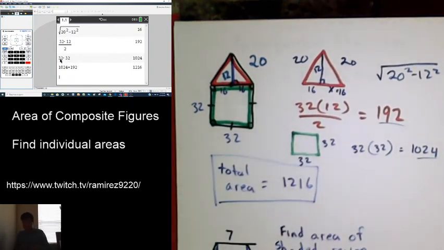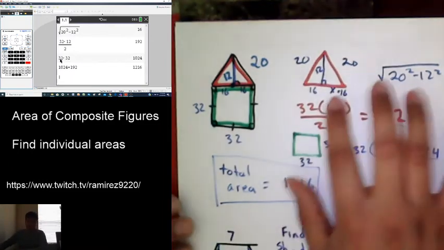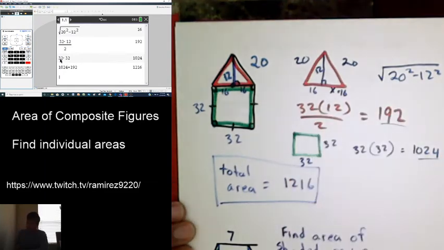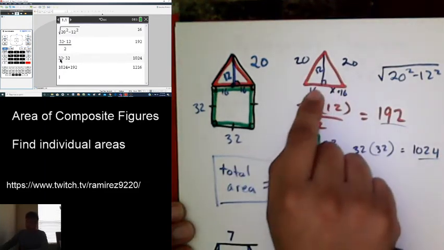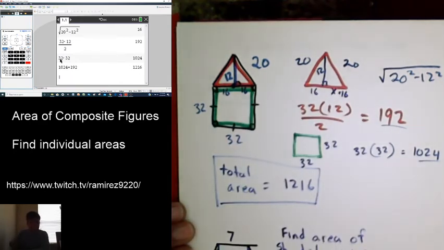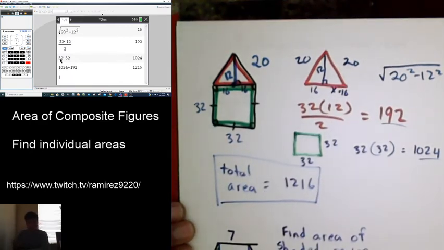An area of composite, break it up into different shapes, and then just add them. This was a simple problem. Obviously, there will be more difficult ones where you might have to do more Pythagorean theorem or SOHCAHTOA or law of sines to find unknowns. But in general, that's how they're worked out. Break them up, find the area of each one, and then add them. That's why it's important to know how to find the area of basic shapes.